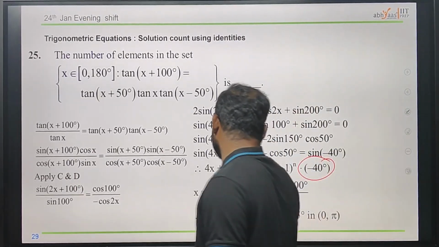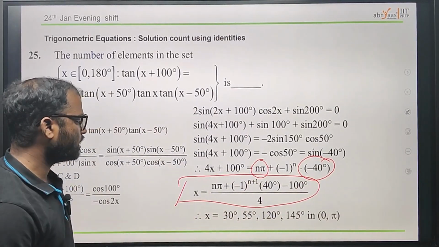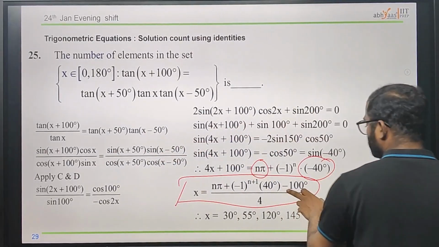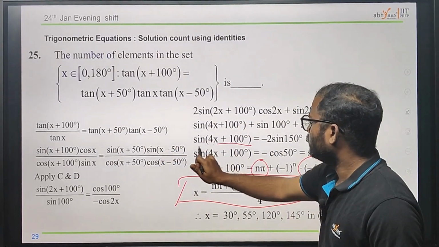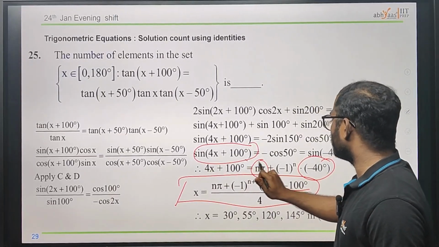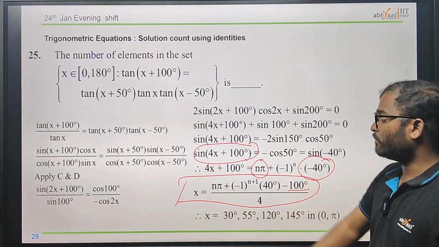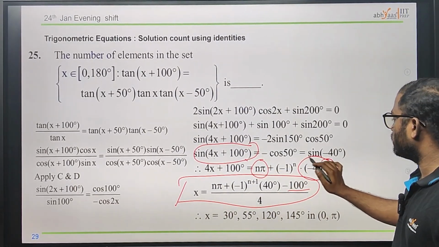After that, we take the x value of this. Now we get n pi plus minus 1 power n plus 1 into 40 minus 100. How did we get this? We take sine 40, and since we had cos, we converted it to sine and used the general solution, putting the general one in place of that. Similarly for the 40 as well.